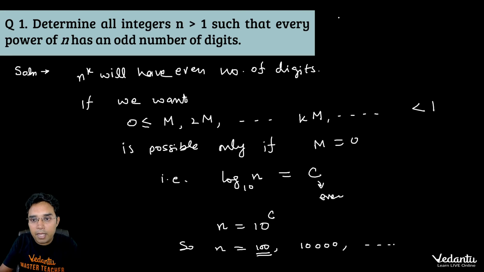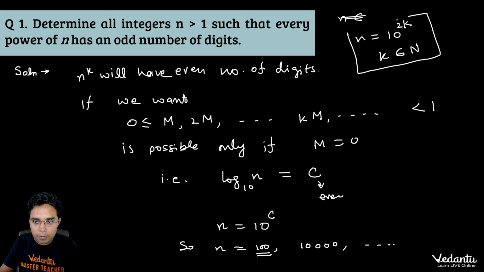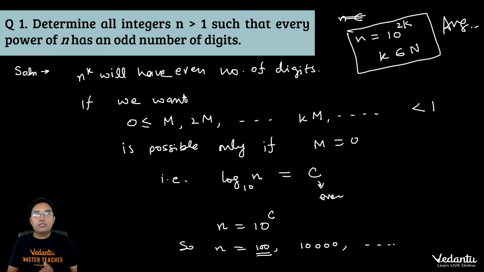So if I write n, n is actually equal to 10 raised to the power 2k, let us say, and k belongs to natural numbers. That is the answer. So this completes the solution of question number 1.